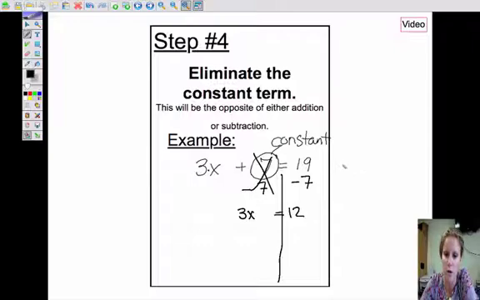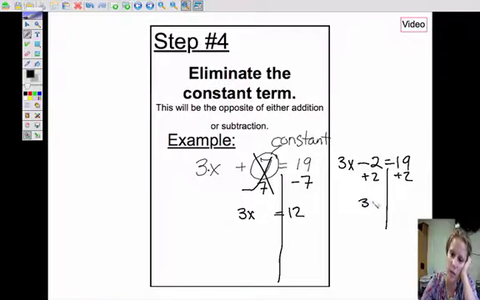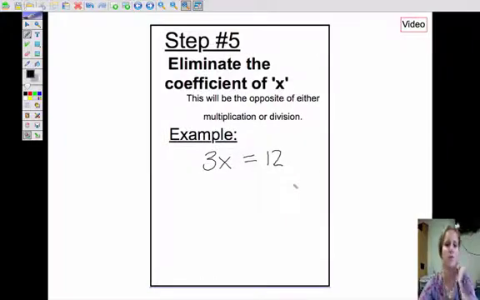Okay? I could also have 3x minus something, minus 2 equals 19. Okay? So then to get rid of that 2, I would add 2 to both sides. So I'd use the addition property of equality, and then I'd have 3x equals 21. All right? And then finally we have to get rid of that 3, which leads us to step number 5.